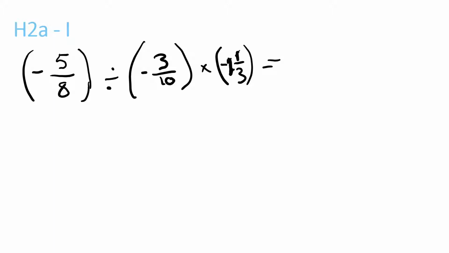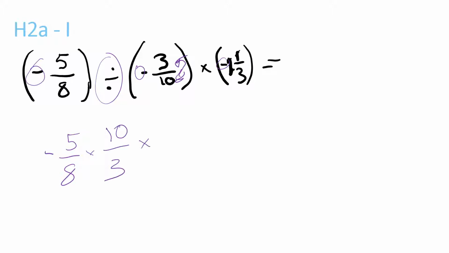This one, remove all the brackets, so minus, minus, and a minus equals a minus, because there are 3, and it's an odd number, so it's a minus. If it's an even number, it's a plus. So you do -5 over 8, and you could do the divide by now to make it into a times, but then you've got to switch these two around. So 10 over 3 times, and then you've got to make this an improper fraction.